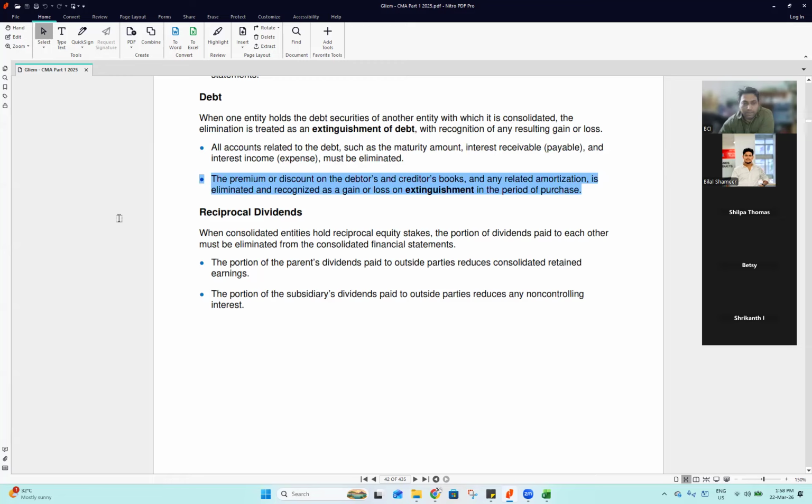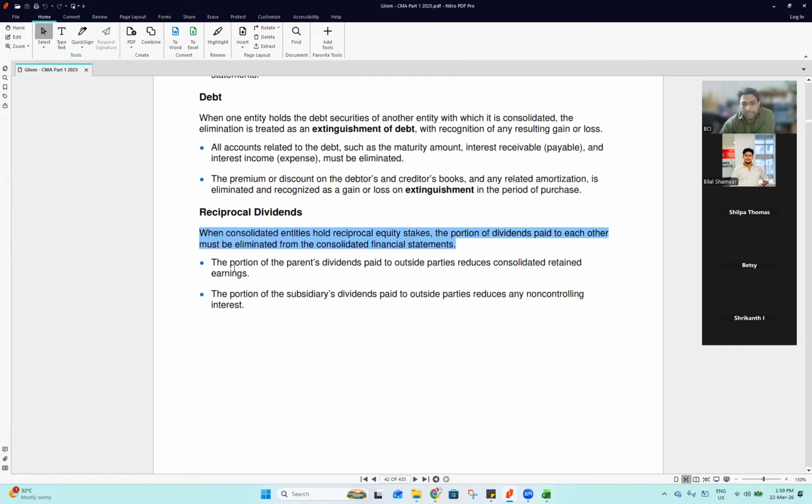Okay. Now, reciprocal dividends. The parent will give dividends to the subsidiary and the subsidiary will give dividends to the parent. Why? Because, for example, they are holding shares of each other. Clear? So when consolidated entities hold reciprocal equity stakes, the portion of dividends paid to each other must be eliminated from the consolidated financial statements. Clear?